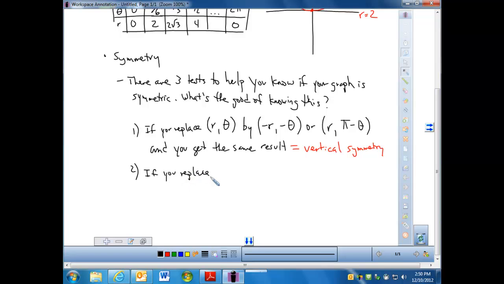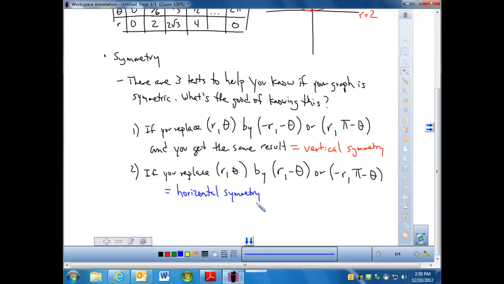The second test is if you take r, theta, so that would be any of those points you have up there above in that chart, and you replace them by r, negative theta, or if you replace it by the opposite of r, pi minus theta, the supplement again, and you get the same answer there, then you have horizontal symmetry. So again, feel free to pause and really try to understand why that is. Why do you have symmetry in those directions in this case?